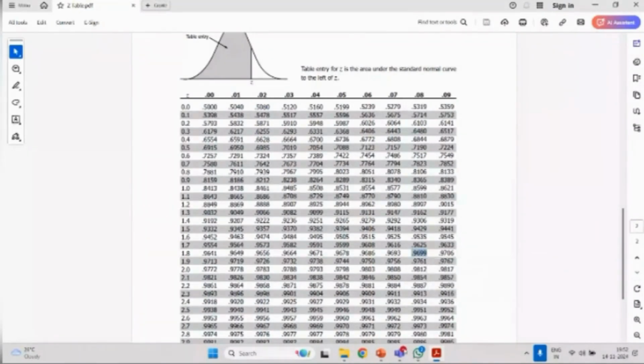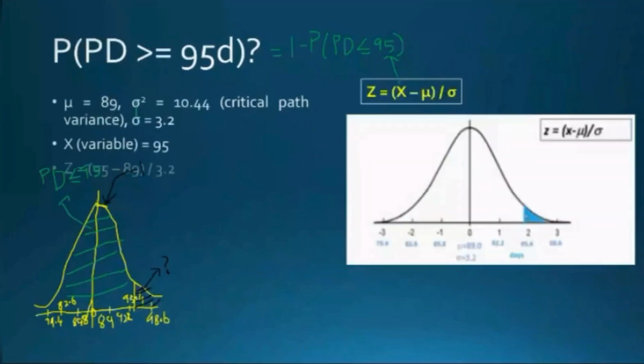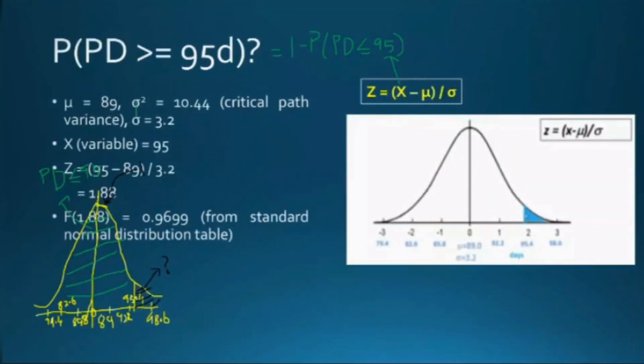Okay. Now I go back to the table. It is 0.9699. But what is that value? It is the value of the probability of project duration less than 95. But what I need is the probability of project duration greater than 95. So what should I do? I should subtract this value from 1, that is the overall probability of the curve. That is what we just discussed a while back. So this 0.9699 is only this shaded portion.